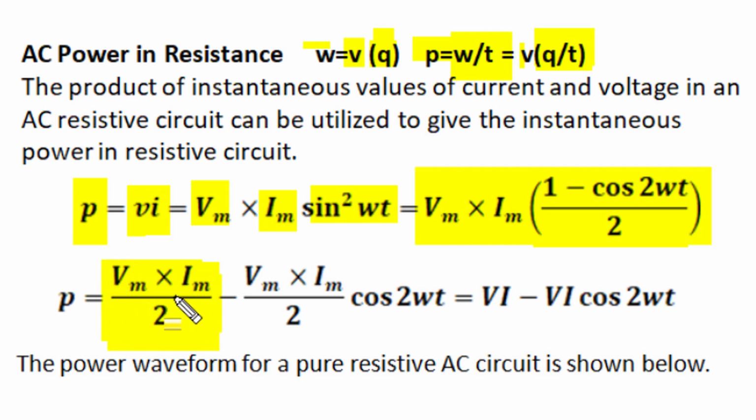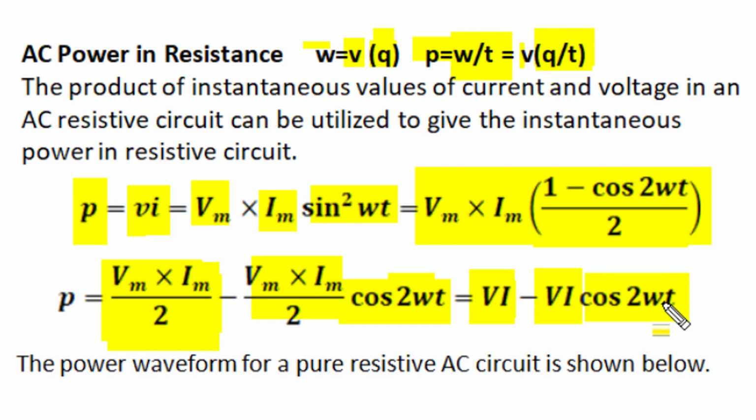This constant power is also called average power. And the second is a double frequency cosinusoidal variation with amplitude Vm Im by 2. Now Vm by root 2 is called Vrms, Im by root 2 is called Irms. So this constant term is the product of RMS voltage and RMS current, and this product of RMS voltage and RMS current is also average power. And the second factor is a double frequency cosinusoidal function with amplitude, the product of RMS voltage and RMS current.